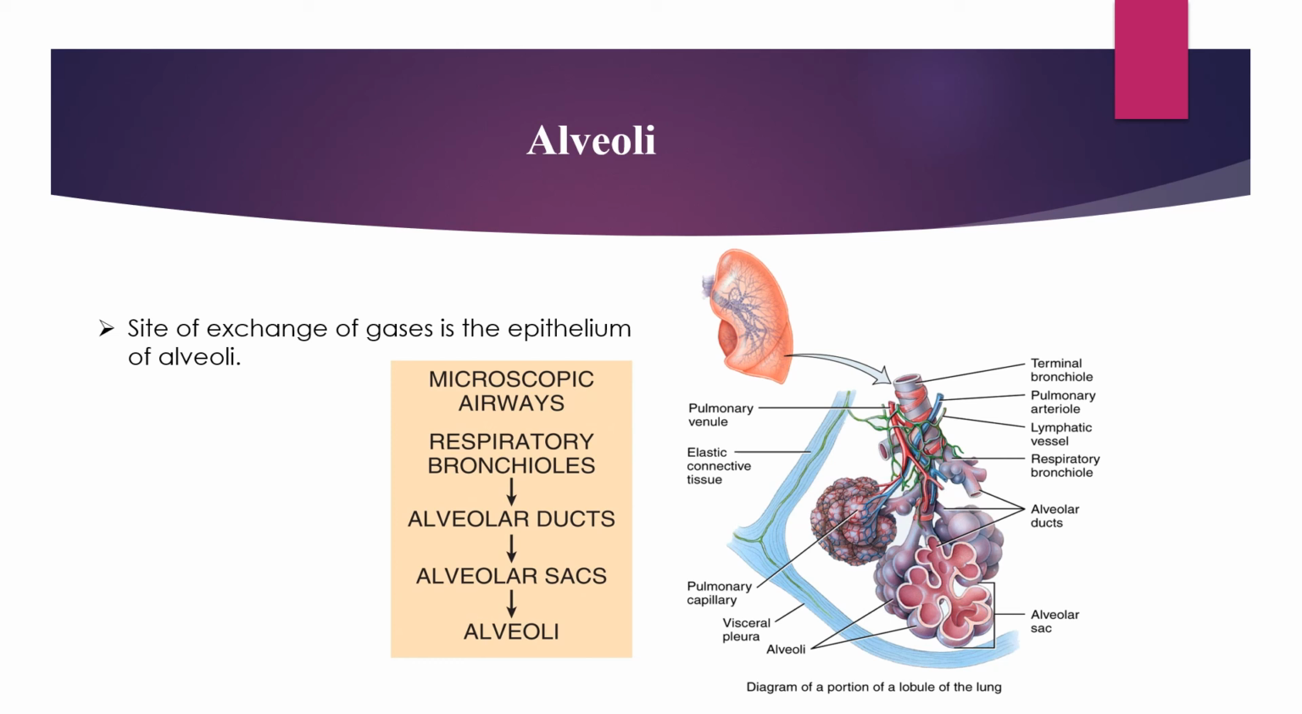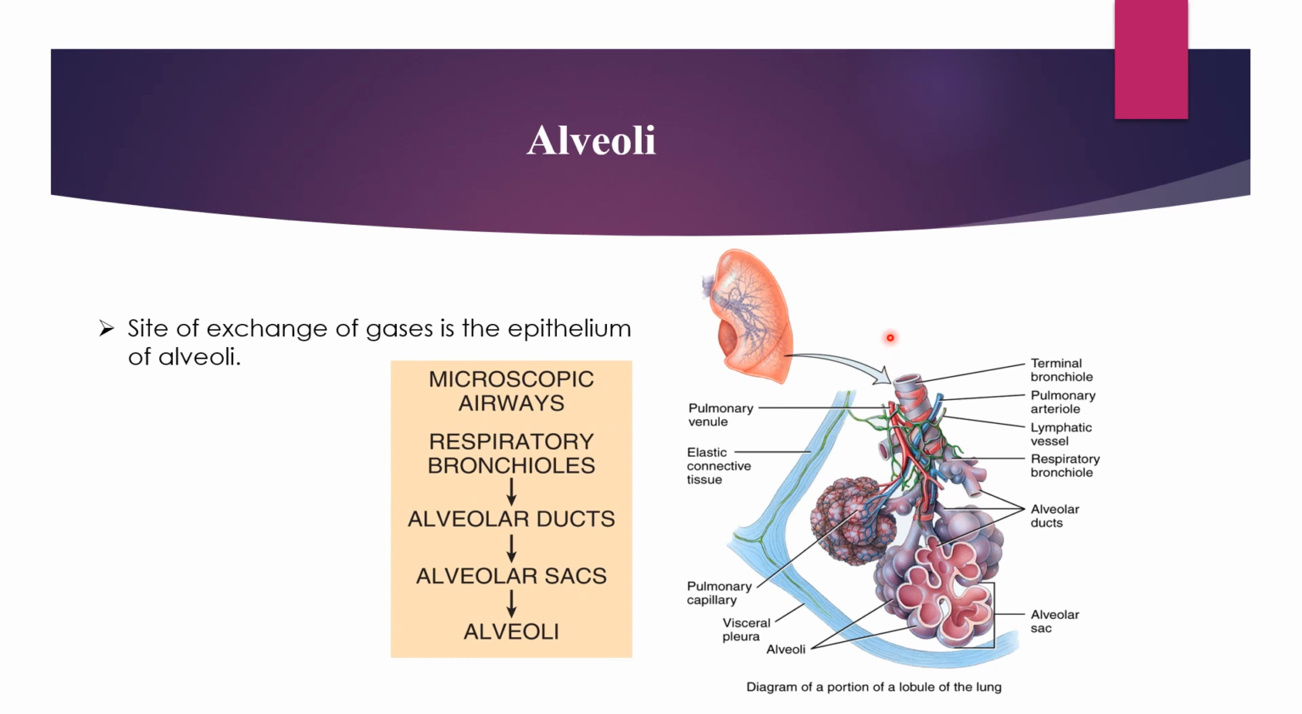Now the next part is the alveoli. Alveoli is what? Alveoli is the site of exchange of gases, in the epithelium of the alveoli. So you can see here, the last part is the terminal bronchi. This terminal bronchi then goes to respiratory bronchioles, and the respiratory bronchioles are finally connected to the alveolar duct, and this alveolar duct is lastly connected to the alveoli. So the air from the respiratory bronchioles will first come to the alveolar duct. You can see here, this is the alveolar duct.